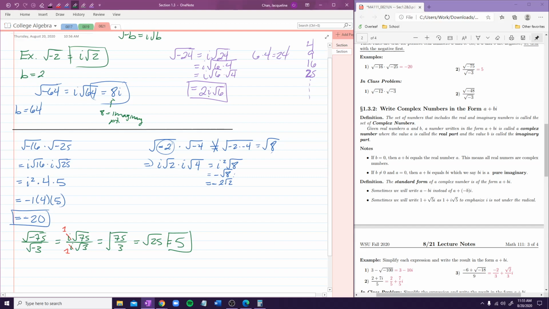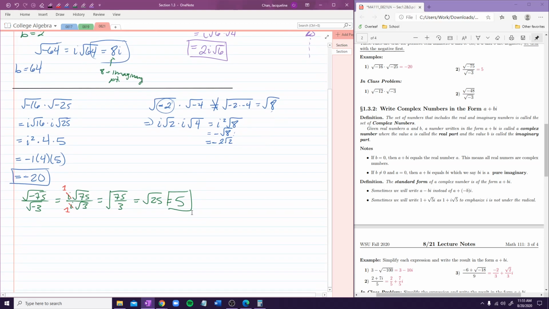Okay? 2 times the square root of 6, that is the imaginary part. Right? Anything, the number that is attached to i is considered the imaginary part. Right? So, let's talk about a plus bi. So if b is equal to 0, then a plus bi just equals the number a, the real number a. So what does that mean?